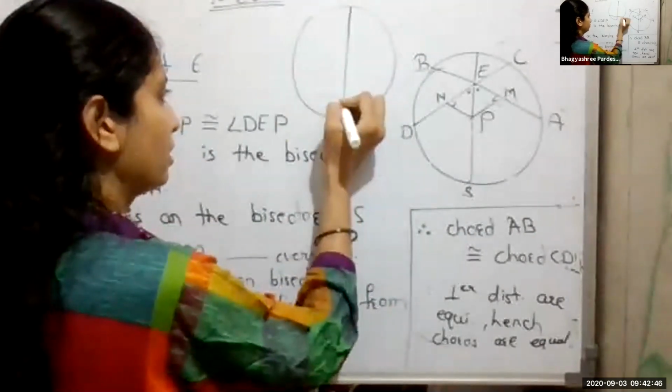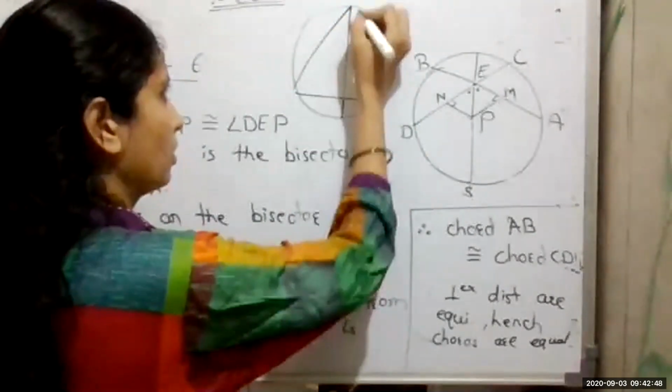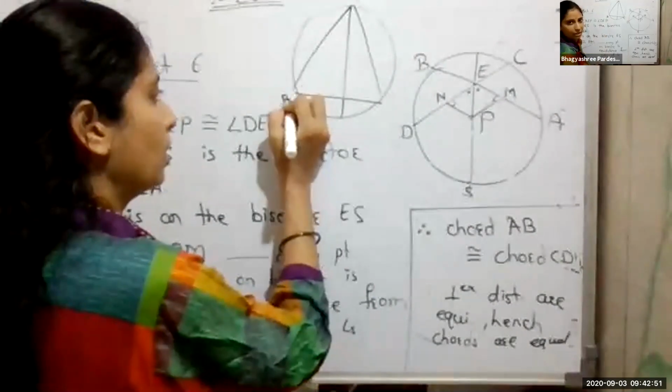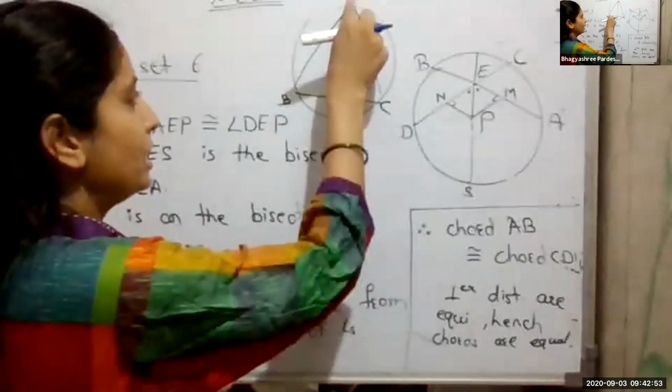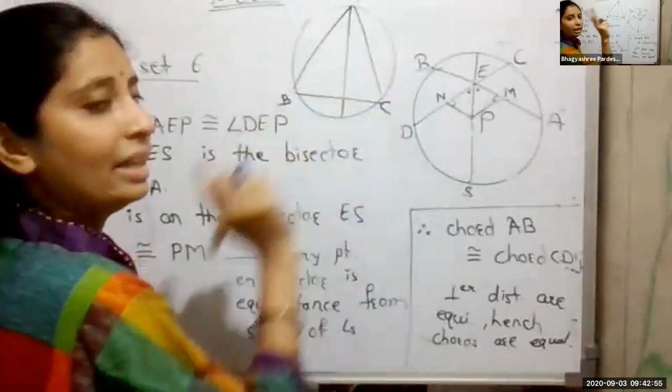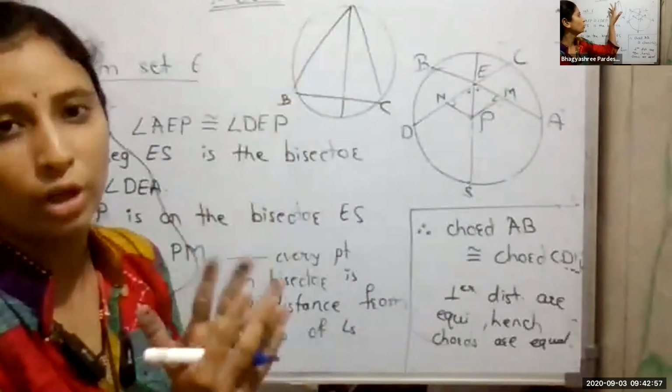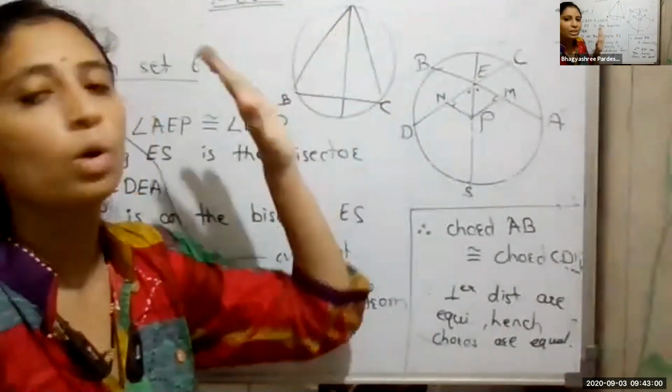it is something like this. You have to show that this triangle is isosceles. Means you have to show that either AB and AC are equal. Means any two sides you have to show equal. That means you have to show that two chords are equal.